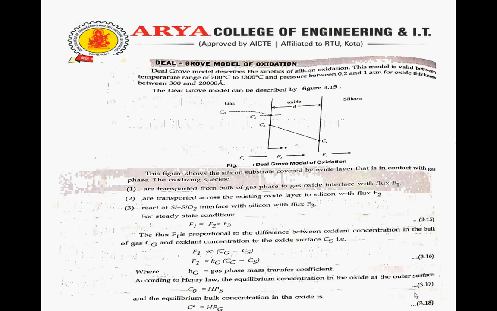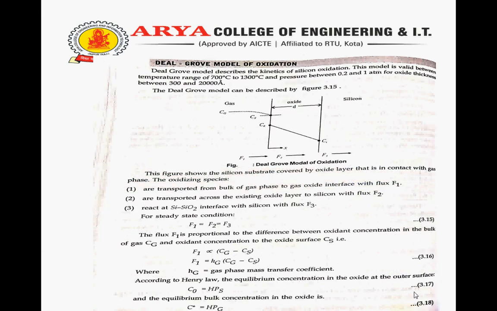Deal-Grove model of oxidation. Deal-Grove models describe the kinetics of silicon oxidation. This model is valid between temperature range of 700 degrees centigrade to 1300 degrees centigrade and pressure between 0.2 and 1 atmosphere, for oxide thickness between 300 and 20,000 angstrom. The Deal-Grove model can be described by the figure as shown.